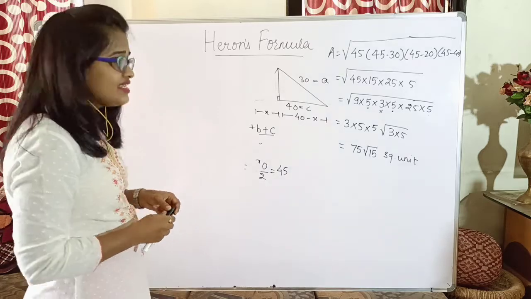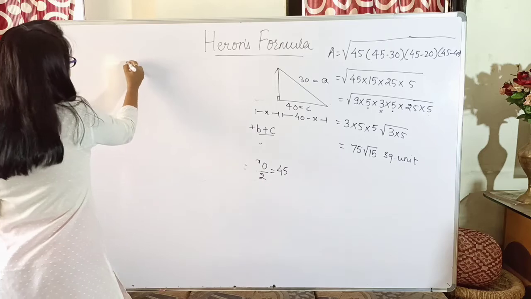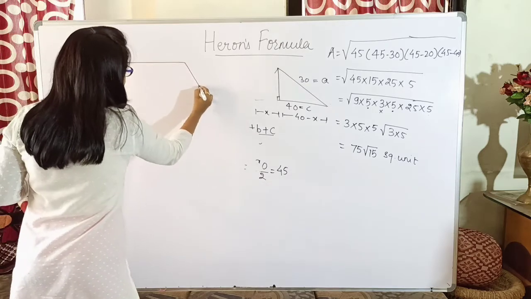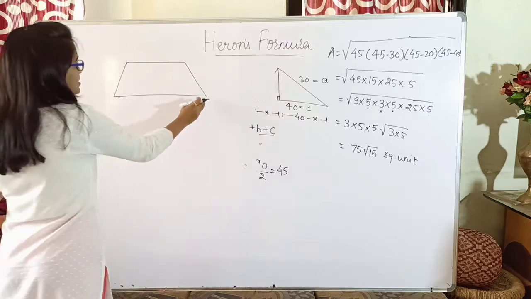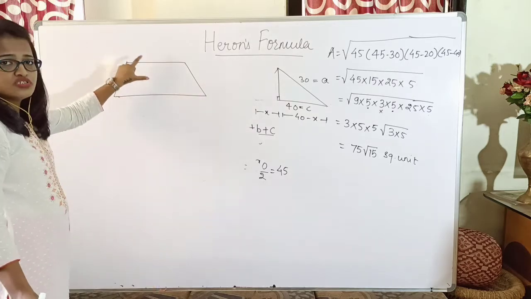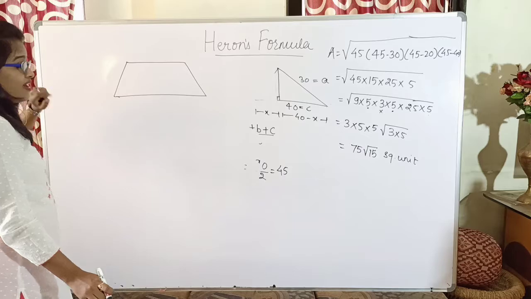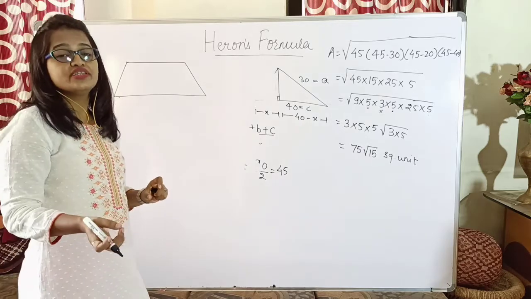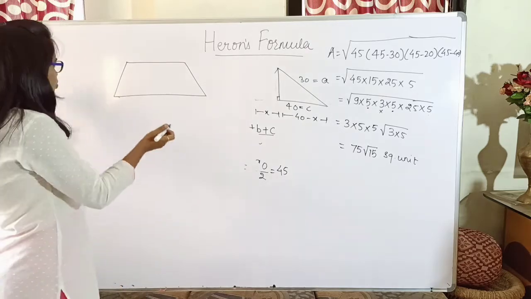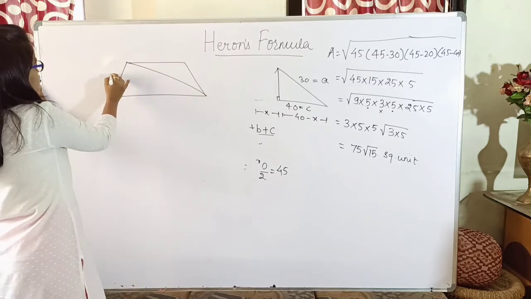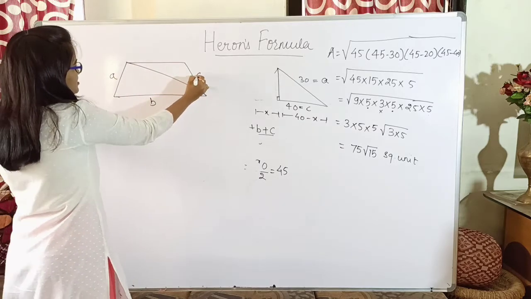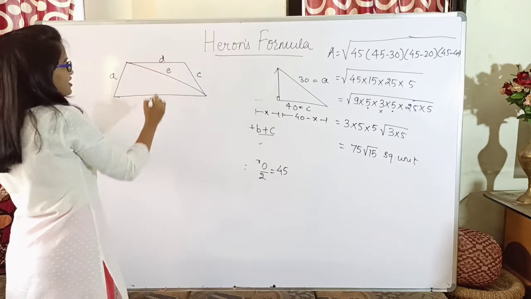But what if there is an irregular polygon? For example, suppose I am taking a trapezium. For trapezium also you do know the formula, that is the half into sum of parallel sides into height. Again there also you should be knowing the height, then only you can find. What if I don't know the height but I know the length of the diagonal? Okay, suppose this is my length A, B, C, D and the diagonal length is E.